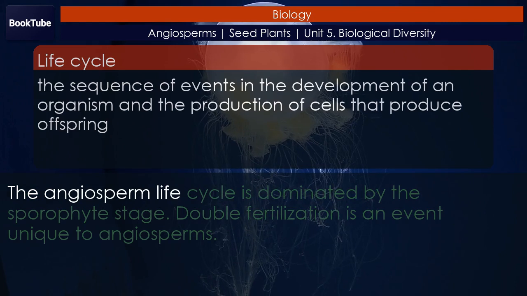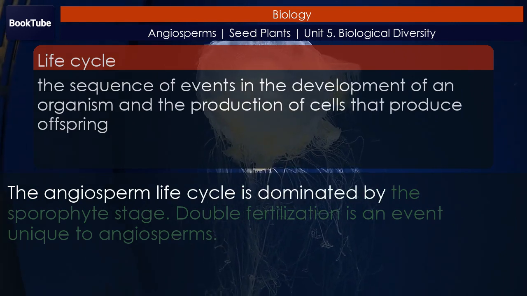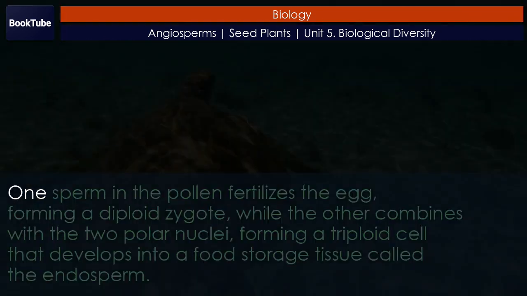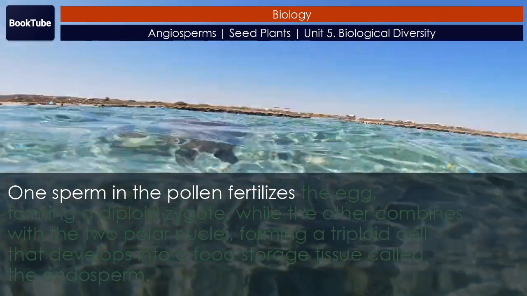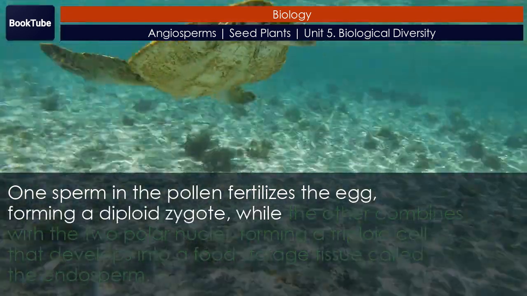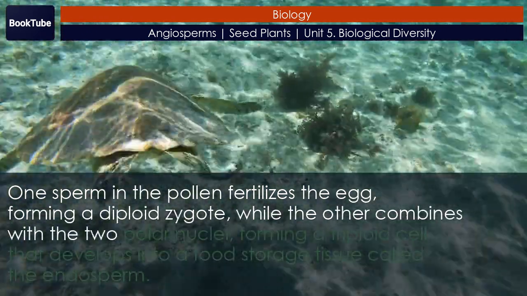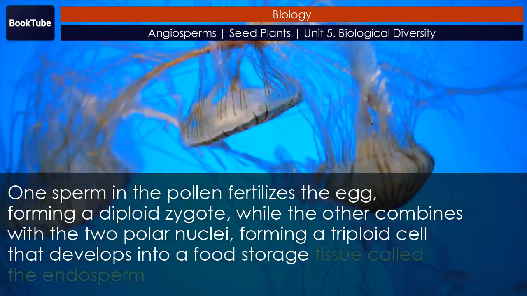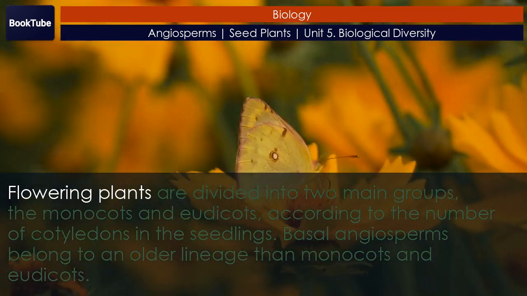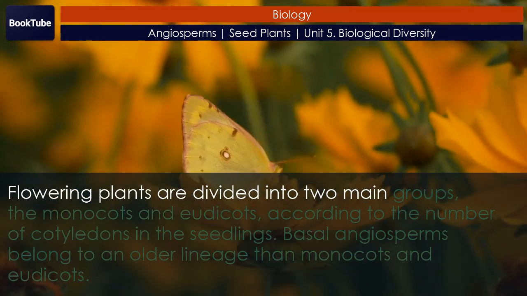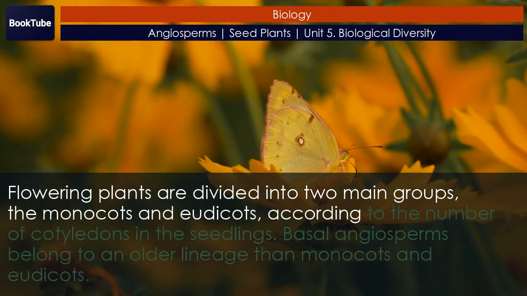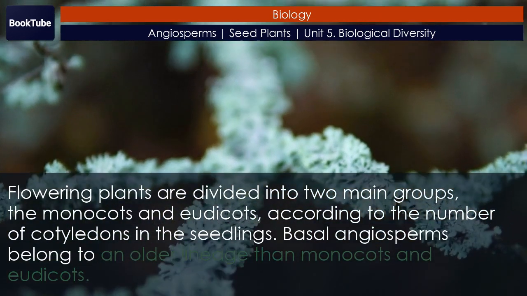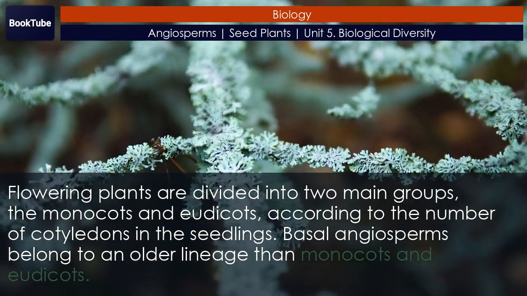The angiosperm life cycle is dominated by the sporophyte stage. Double fertilization is an event unique to angiosperms. One sperm in the pollen fertilizes the egg, forming a diploid zygote, while the other combines with the two polar nuclei, forming a triploid cell that develops into a food storage tissue called the endosperm. Flowering plants are divided into two main groups, the monocots and Eudicots, according to the number of cotyledons in the seedlings. Basal angiosperms belong to an older lineage than monocots and Eudicots.